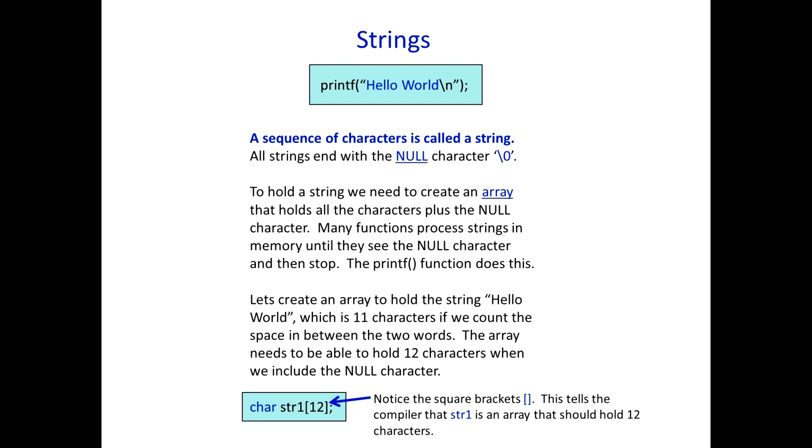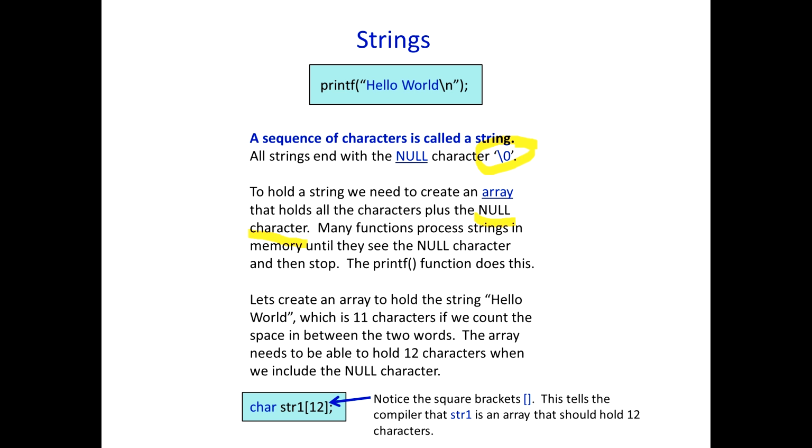Okay, so a sequence of characters is called a string, and what you have to know about strings in C is that all strings end with the null character \0. So to hold a string, we need to create an array that holds all the characters that we want to save at that location, plus the null character. So there's always n+1 memory locations that we need. And there are a lot of functions that process strings, and they just go through memory until they see the null character and stop. The printf function that you're using does this.